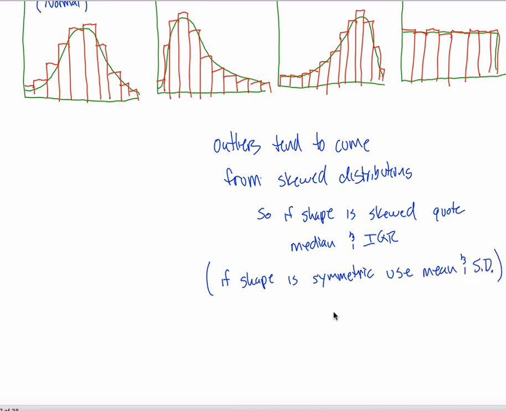So there's other reasons you care about shape, but I think one of the most common uses in this class for finding out shape is determining yes or no is it skewed, because you'll want to know what is the better measure of center and spread.